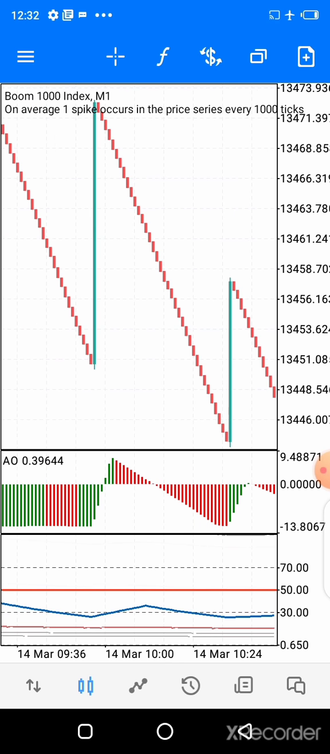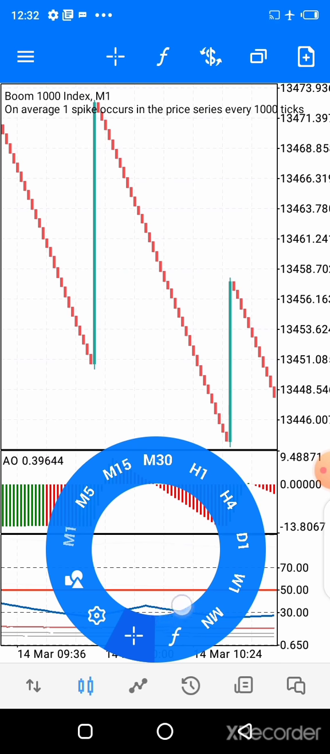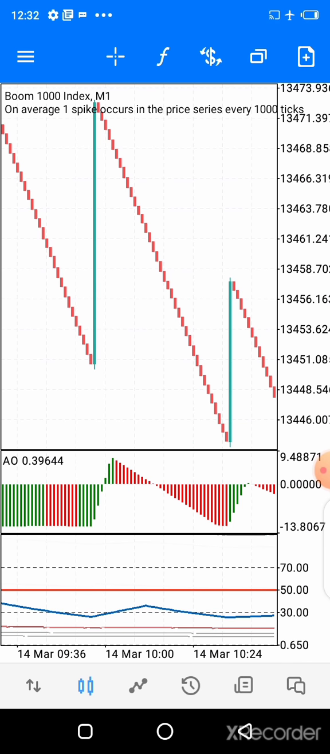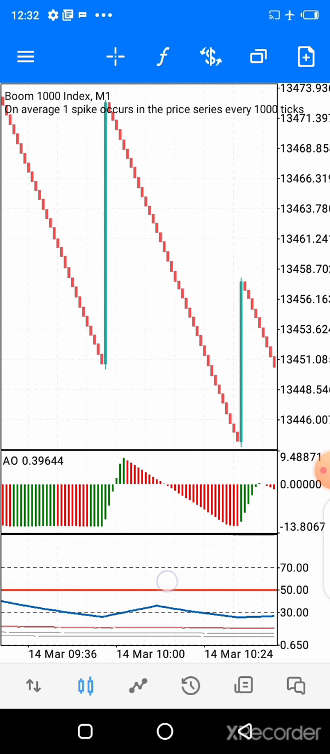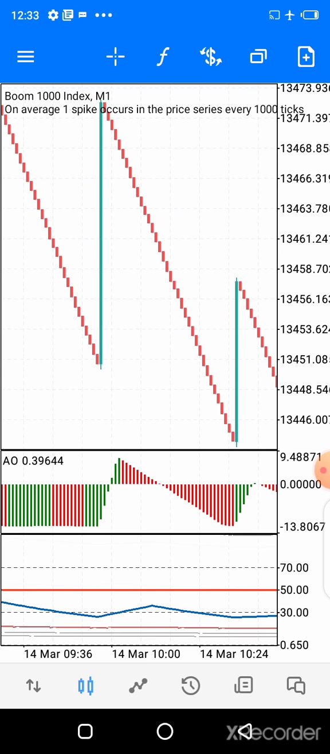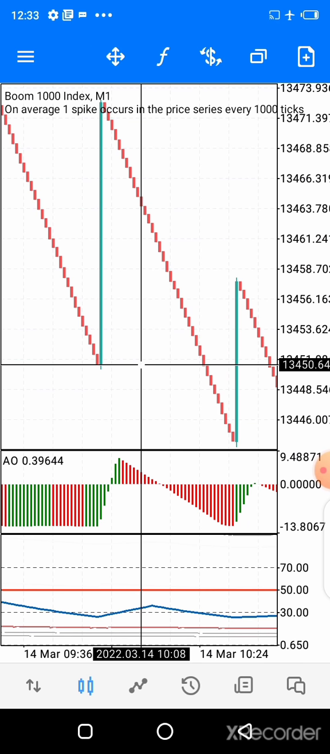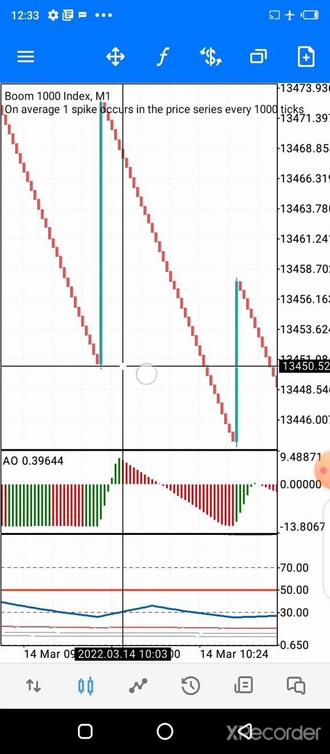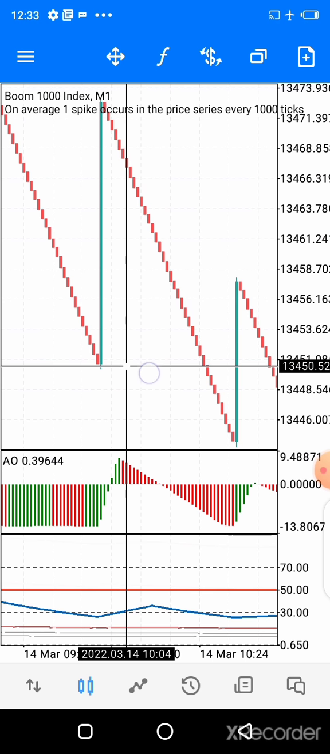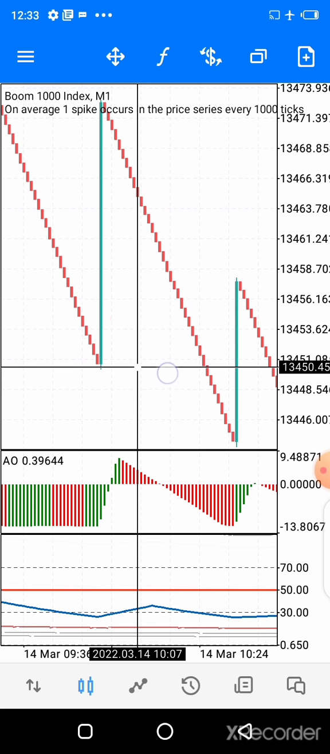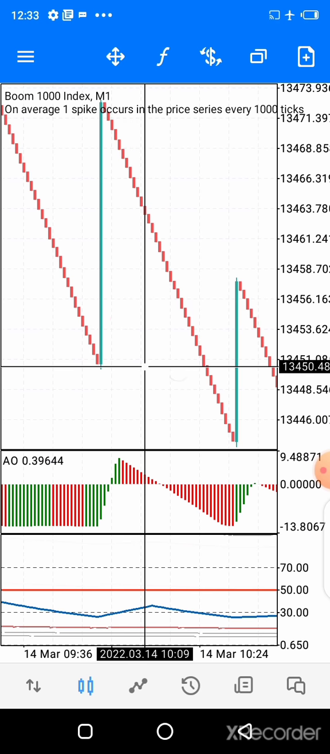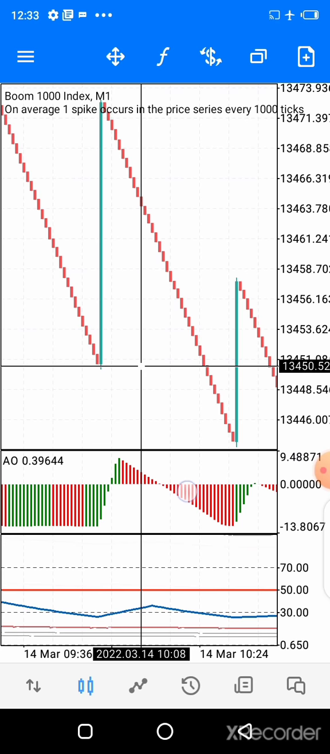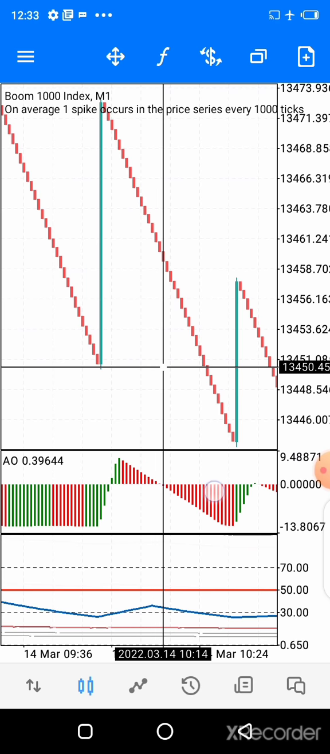So now your RSI here is below. Oh, sorry. Your RSI here is below your 50 level. Okay. So what you now do, and your awesome oscillator here is red. So you take your sell order here. From here, you take your sell 1, 2, 3, 4, 5. I know that this here is still red, but please avoid that temptation.